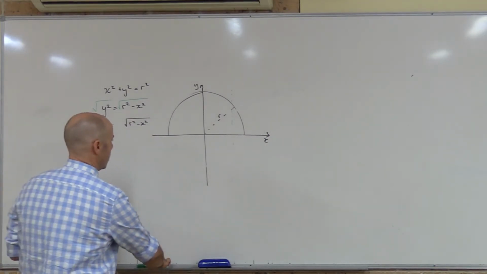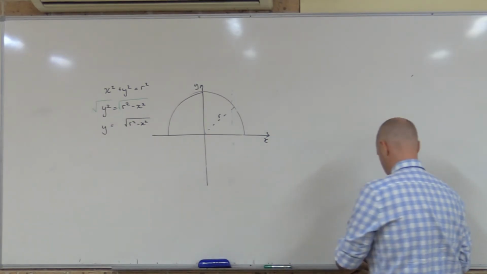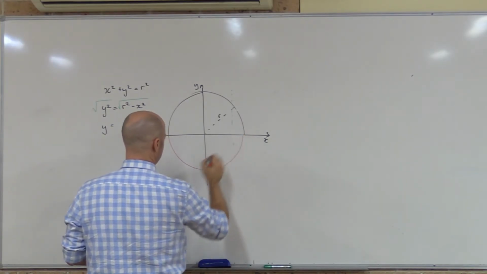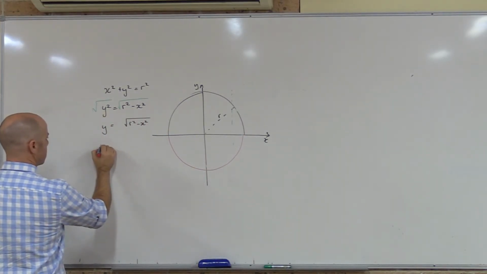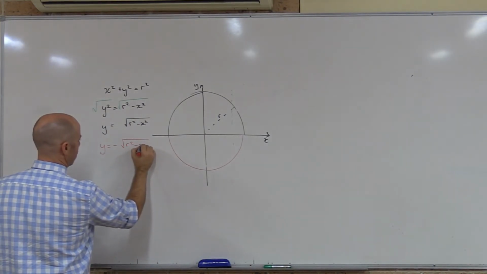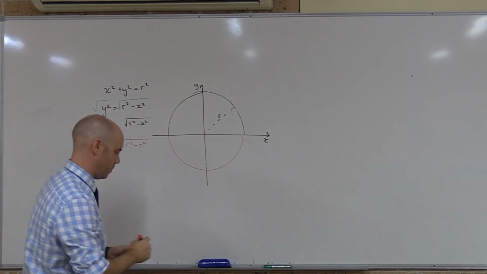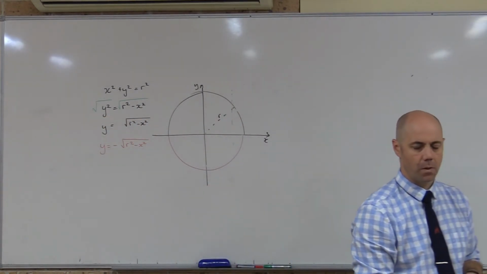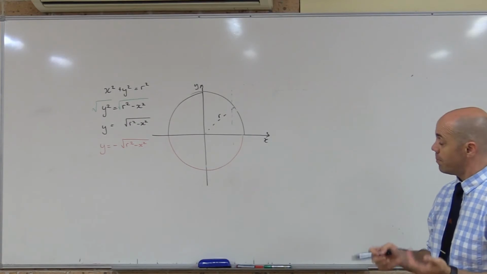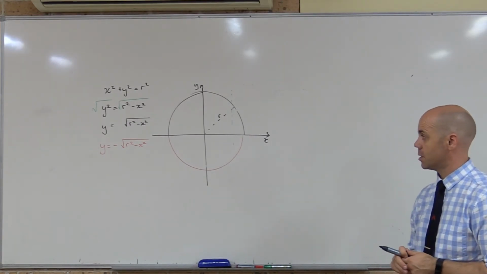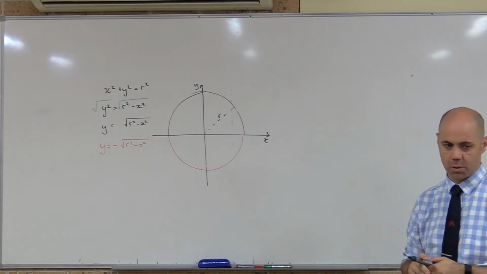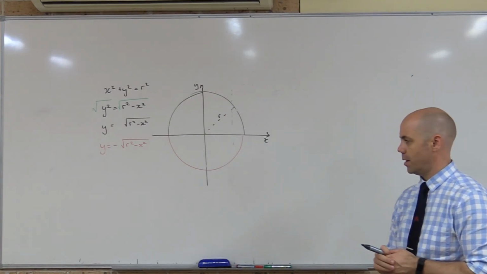If we decided we wanted the bottom half of this circle instead, we would say that is y equals the negative square root of r squared minus x squared. So depending on whether we want the top half, that's the positive y values, or the bottom half, that's the negative y values, we will either have the positive square root of r squared minus x squared, or the negative square root of r squared minus x squared.